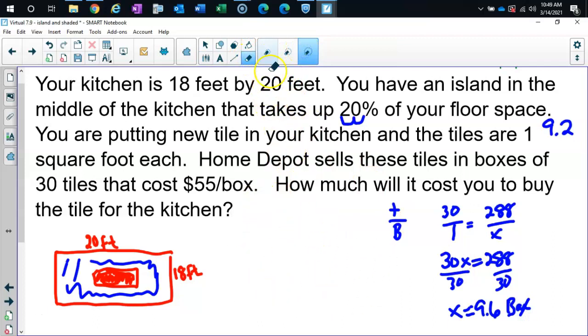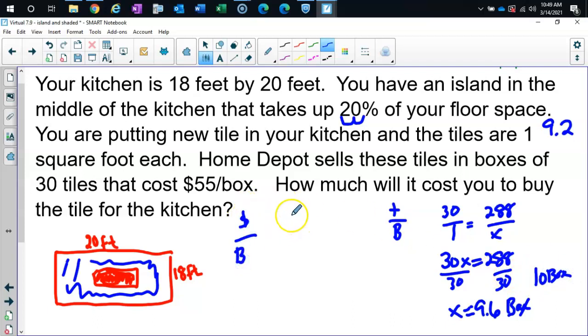Then we could set up another proportion. This is a good review of proportions. It costs $55 for 1 box. So we know we need to buy 10 boxes. So if we do cost over box, it is 55 for 1 box. We're buying 10 boxes for x. Cross multiply, 1 times x is x. 55 times 10 is $550 is how much you have to pay.